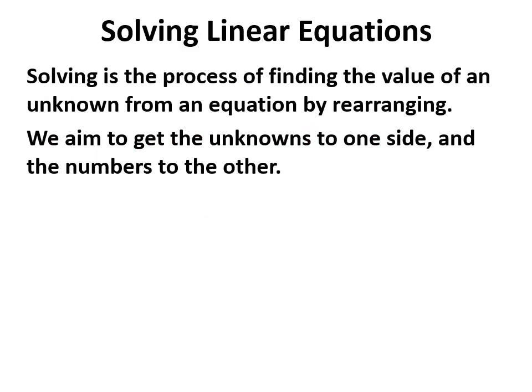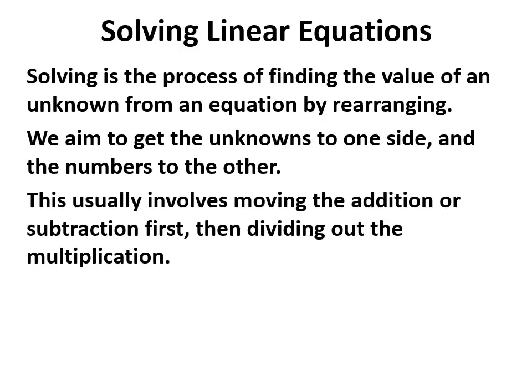So how do we know which ones to do? Well, our aim is to get the unknowns to one side and the numbers to the other. Usually, 9 times out of 10 at years 9 and 10, that means we get rid of the addition or subtraction first and then divide out afterwards. So we'll work our way through them. They're all very, very simple and similar.